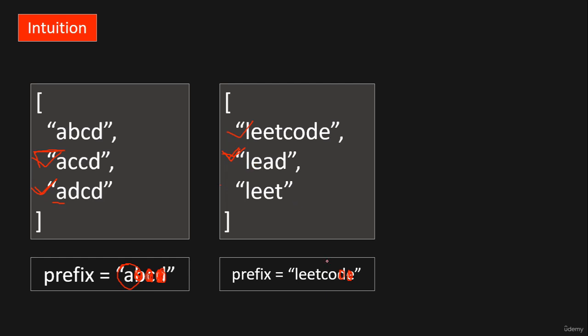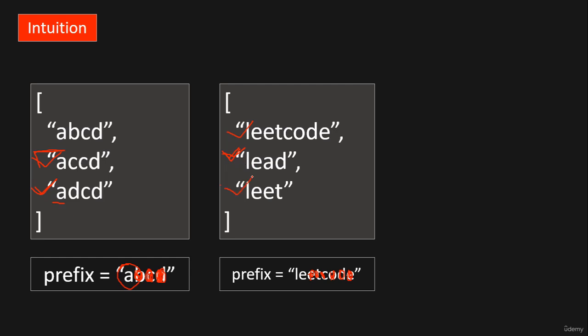lead. So let's remove this character. Again, let's remove this character by checking. Again, let's remove this character. Again, let's remove this character. Now we see that this string L starts at index 0. So we'll move to the next string, since we found this prefix in this string starting at 0.